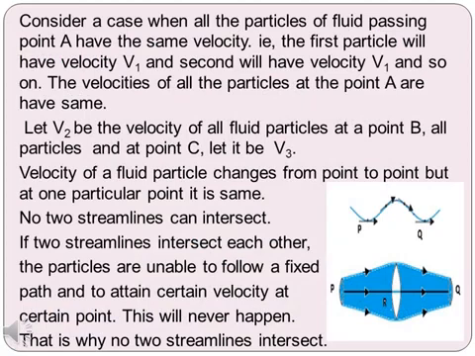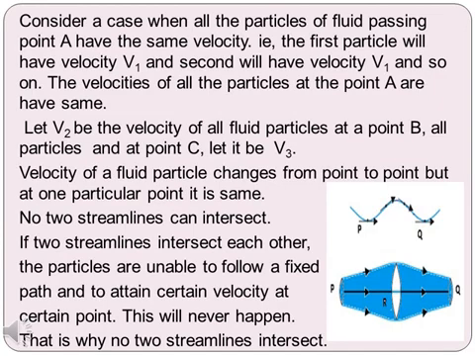Consider a case when all the particles of fluid passing a point A have the same velocity. This means that the first particle will have velocity v1 and the second particle will have the same velocity v1 and so on. All the particles will have the same velocity v1 at the point A. But at the point B, all the particles will have a different velocity, which is v2. Similarly, at the point C, the velocities of all the particles will be v3.